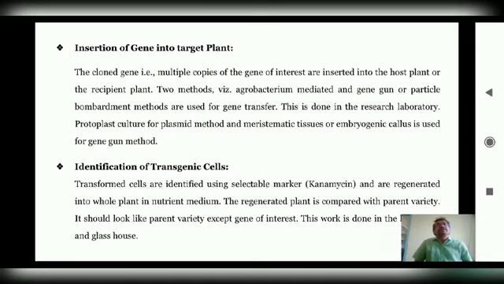And another important step in developing transgenic plant is to identify the transgenic cells. Once these genes are inserted, we need to identify the transformed cell by selectable markers. And this regenerated plant is compared with a parent variety, and this should look like a parent variety.